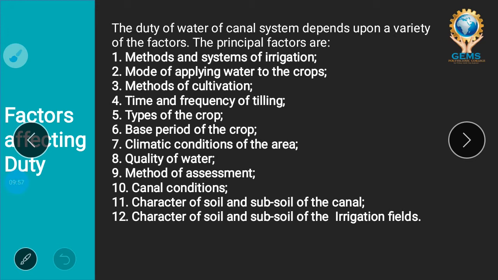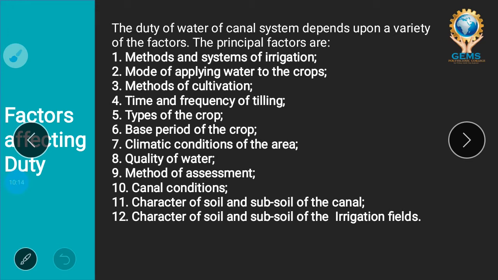Means the required time from sowing to the time of harvesting. How many days are there and how much water they require, that is the base period of the crop. Next is climatic condition of the area. This is very important. As we all know, India is a vast country where you have different types of weathers.